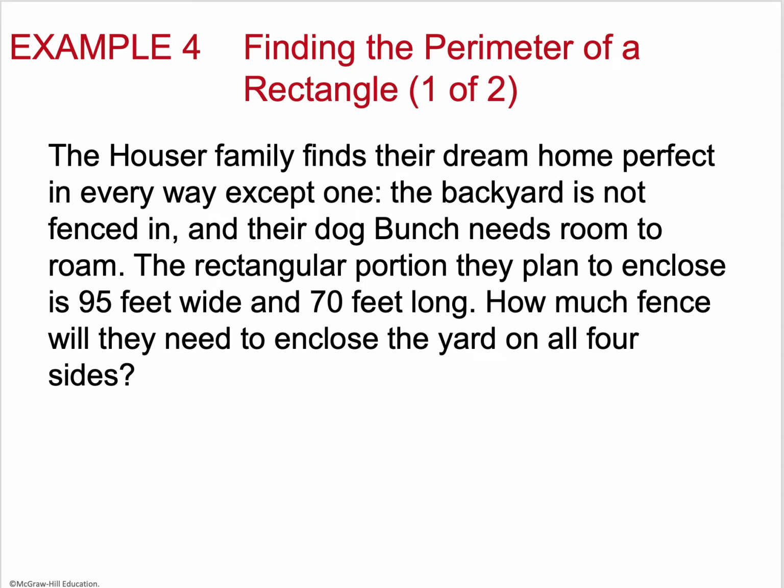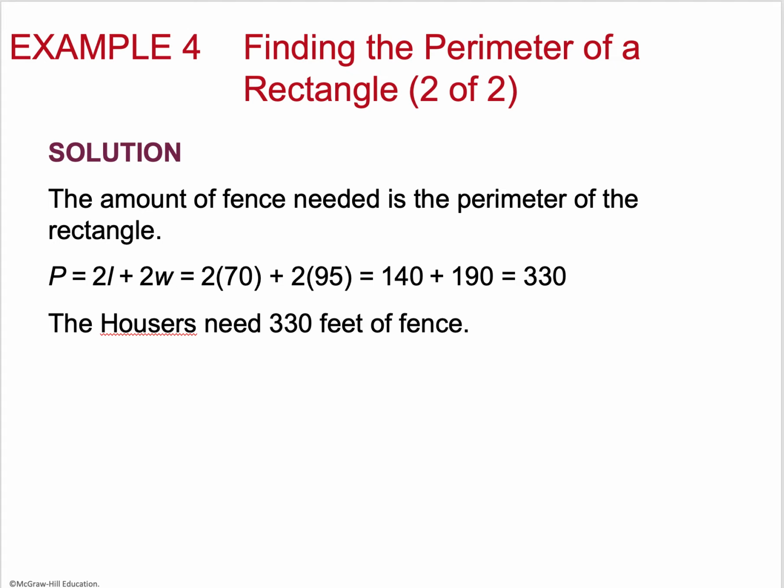So here's an example where I have a rectangle, and my rectangle is going to be 95 feet wide by 70 feet long. How much fence do I need? Perimeter finds out how much you will need to cover the outline of a figure. Well, I'm going to use the perimeter formula. I'm going to say 2 times my length plus 2 times my width is going to be 2 times 70, plus 2 times 95, which is ultimately going to be 330. So I will need at least 330 feet.